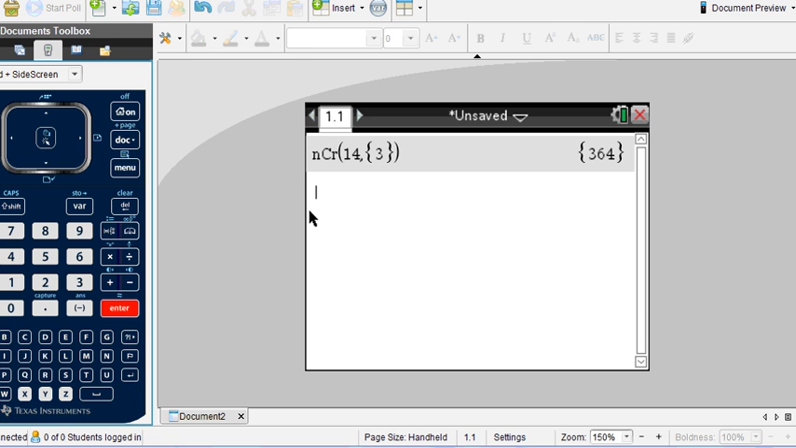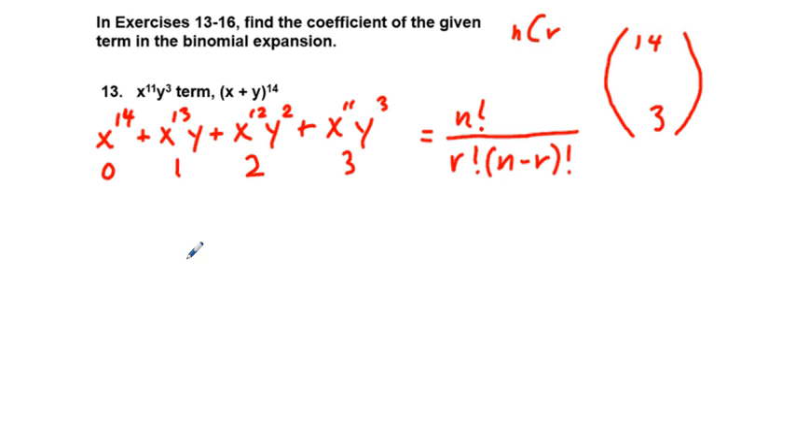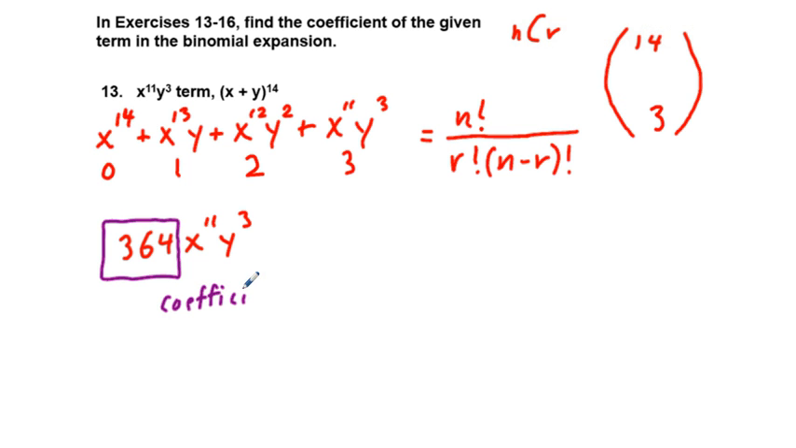So we go back to our exercise. Our fourth term is going to be 364 x to the 11th, y to the third power. And when it comes to it, our coefficient is going to be this number in front here, 364. So that is our answer, our coefficient.